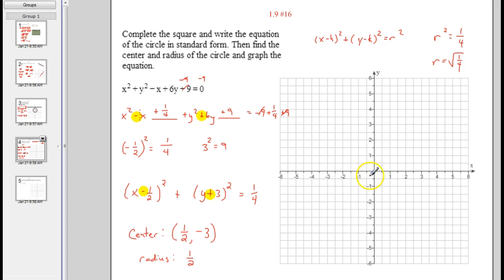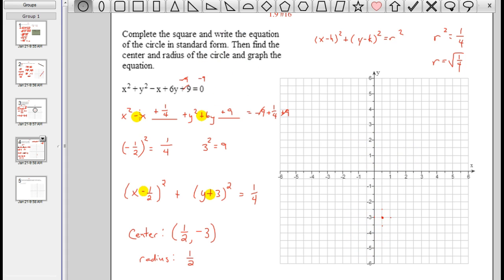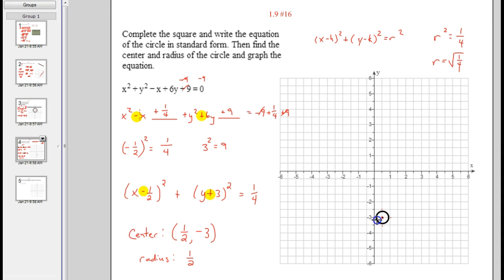So the center is positive 1/2, -3. -1, -2, -3. So there's our center. Our radius is a half. Notice there's a tick mark at each half. So I go up a half, right a half, down a half, left a half. So not a very big circle at all. I'm going to start in the center, and again, I can go left, right, up, or down, it doesn't matter. I'm going to go left a half. So there's my circle.